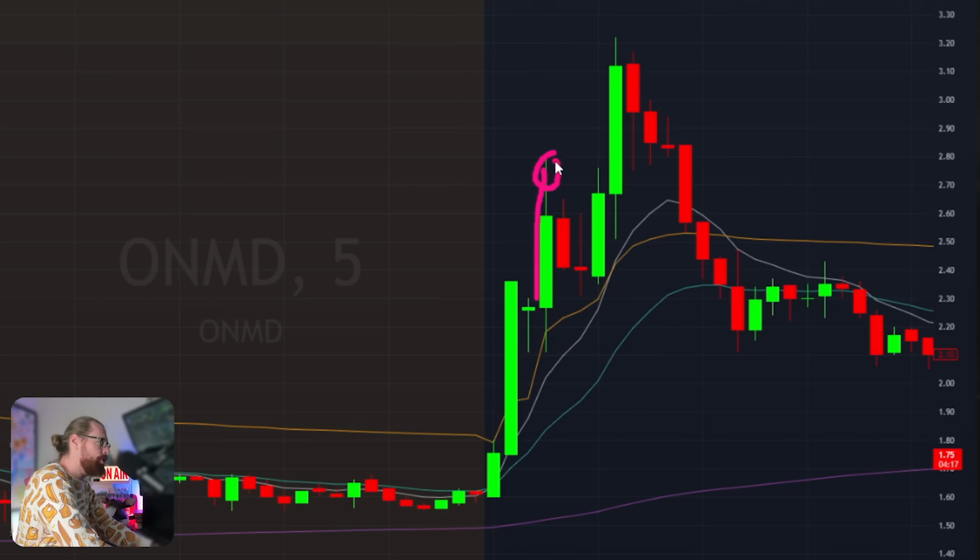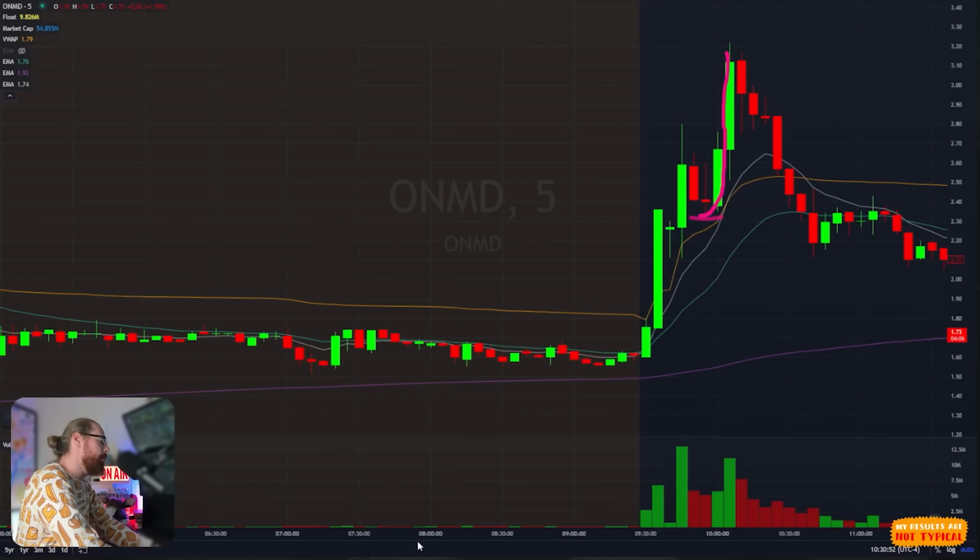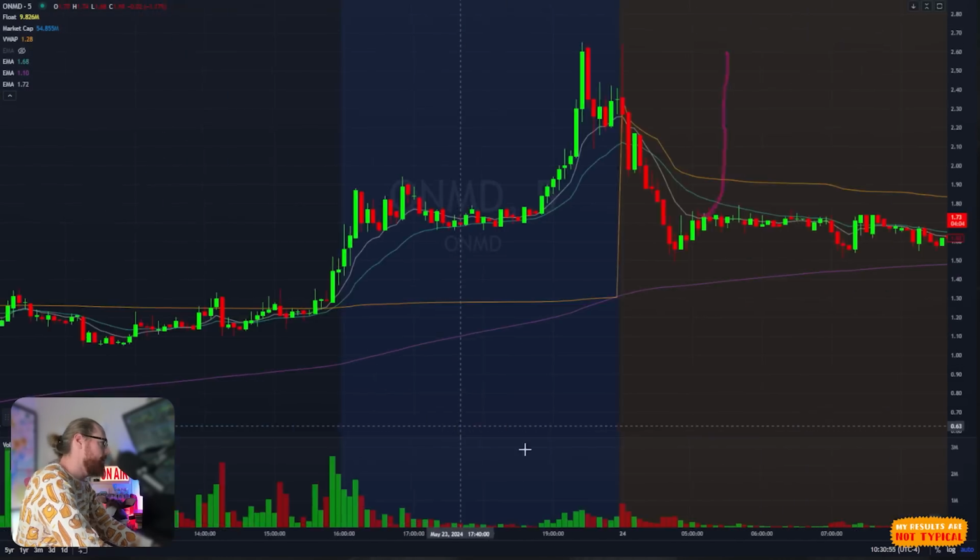A little topping tail, which is bearish. We pull back on a small red candle. Now we've got a doji indicating possible buying off the low. We surge back up here to a new high, right? So a couple nice little patterns there on this one.